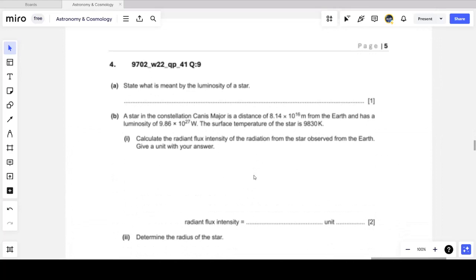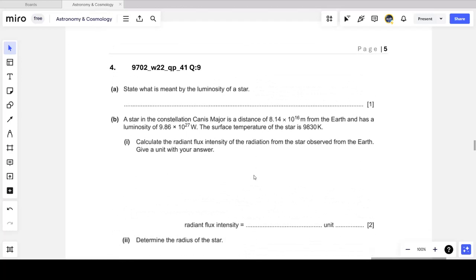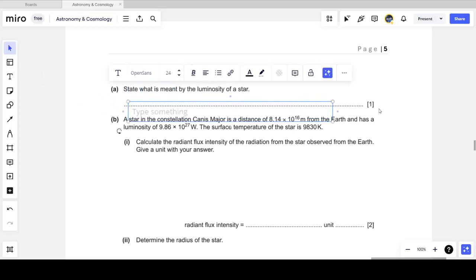And the next question, question number 4 as I've labeled them, is the last question that we'll do for this video. It is from winter 2022, question paper 4, variant 1, and was question 9 in that exam paper. We are told to state what is meant by the luminosity of a star. So the luminosity, remember, is the total power measured in watts, but specifically it's the total power of radiation emitted by a star.